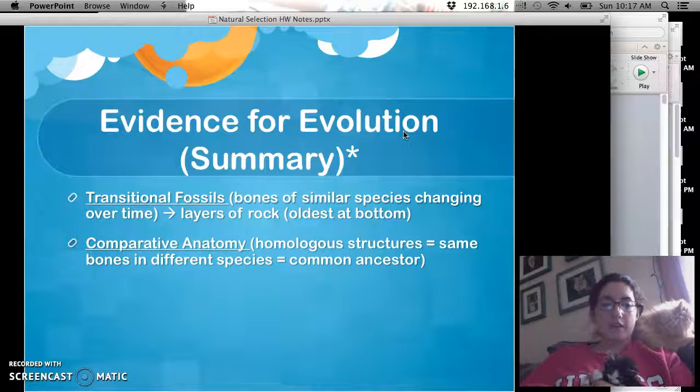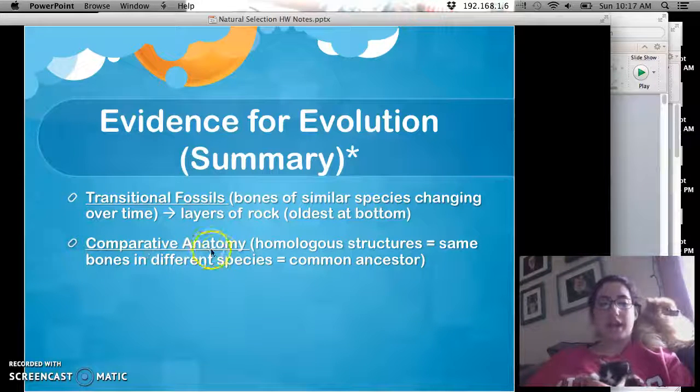The next piece of evidence is comparative anatomy. Comparative means to compare between 2 things. Anatomy is in reference to your bones and your structures. So in comparative anatomy, we can look at homologous structures, which are the same bones in different species, showing that we have a common ancestor.